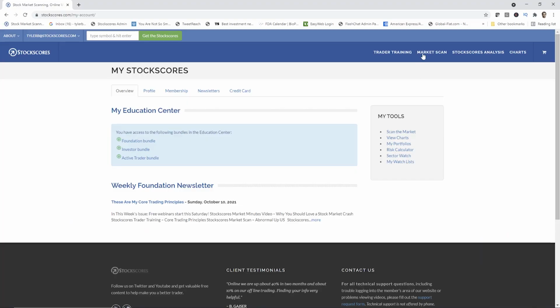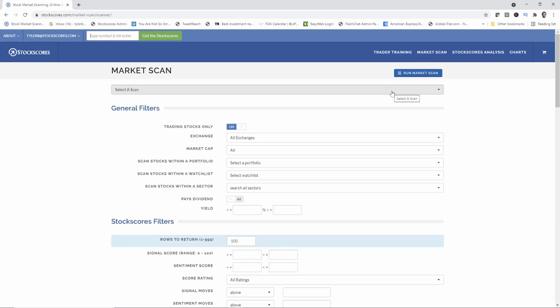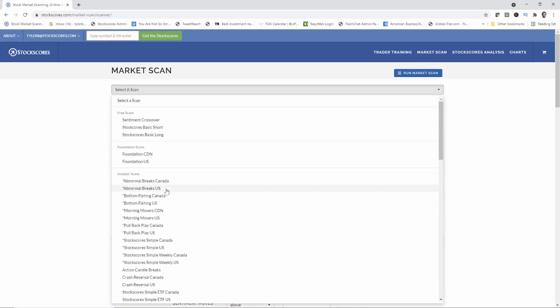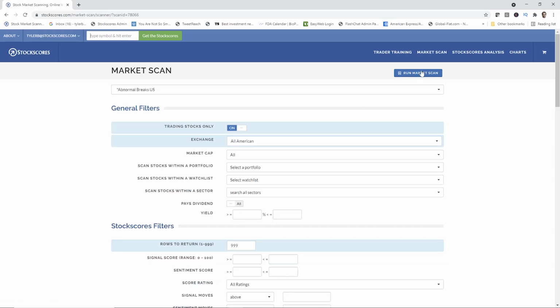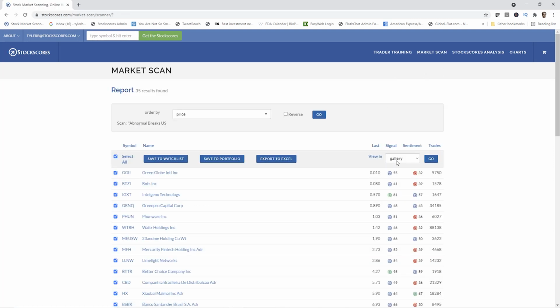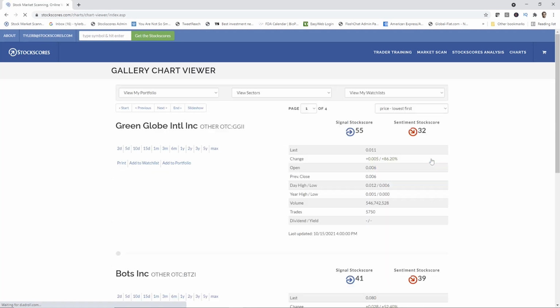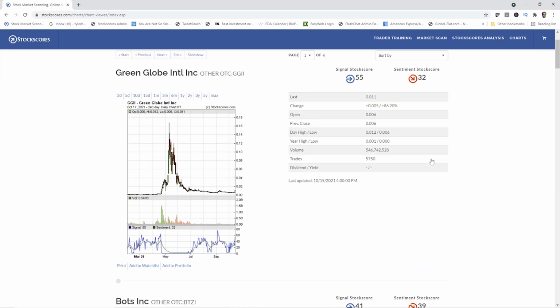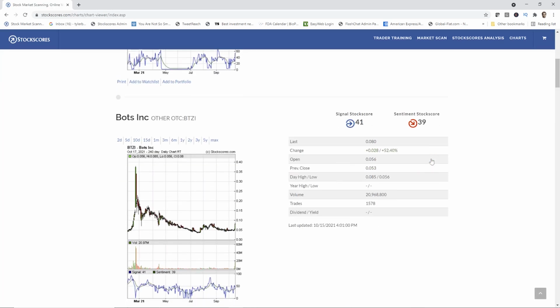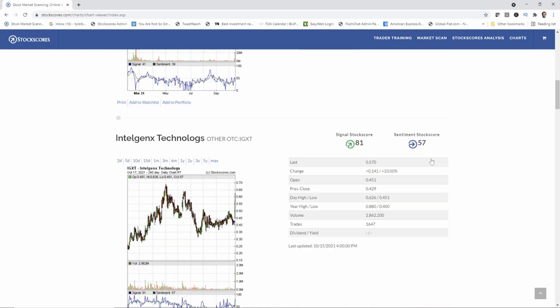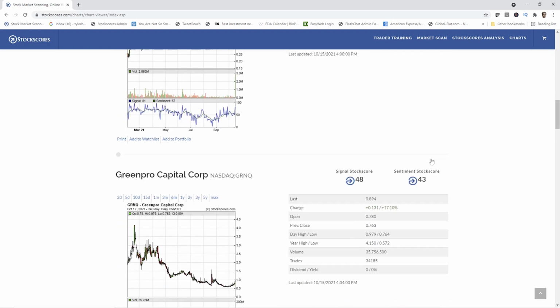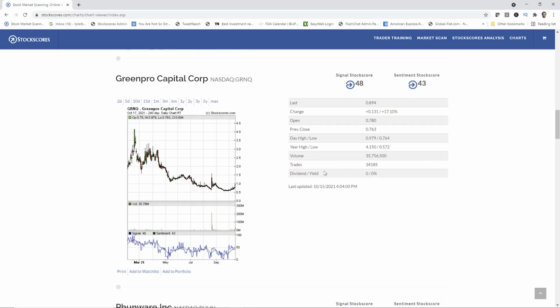All right, let's jump into the Stockscores market scan now and see if we can find any of those longer term trades. So to do that, we go into the market scan and we select, I'm going to run the abnormal breaks US scan this week. And let's just see if there's any stocks that are breaking from predictive patterns. Now, the great thing about this tool is we went from roughly 7,000 stocks that are listed on the US market and took it down to 35 that were showing some life.